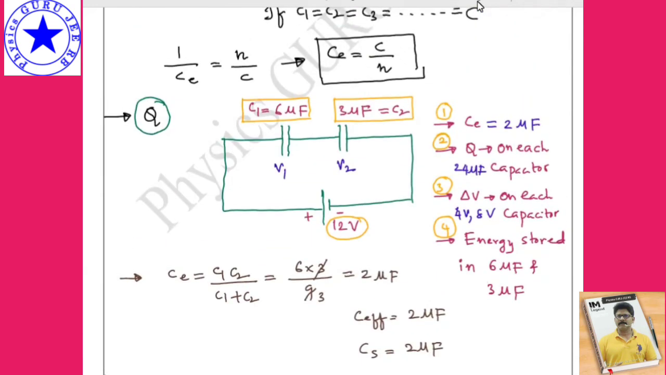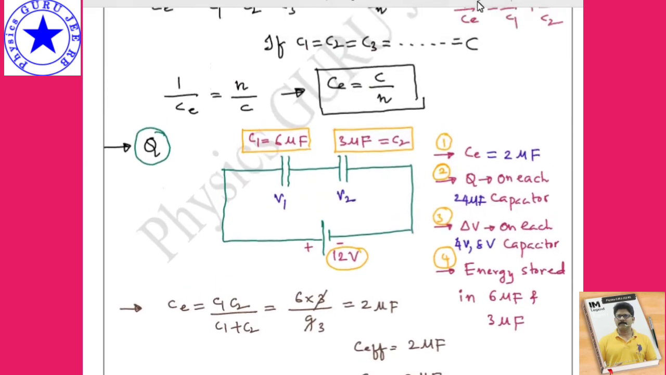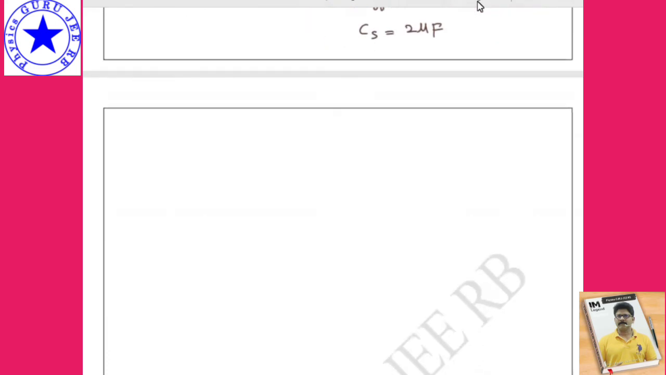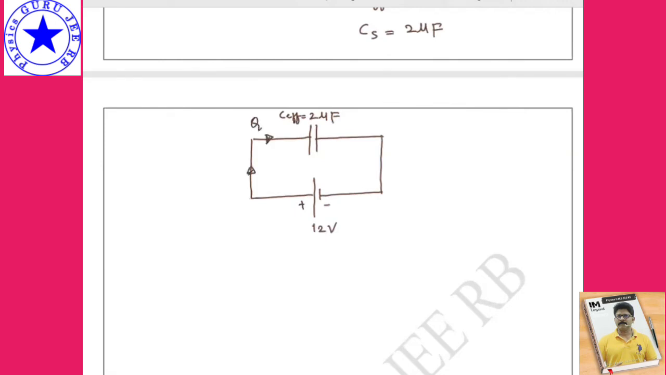Next, what we require is Q on each capacitor. One thing should be very clear: the charge distribution will be the same. So I'll convert this circuit into an equivalent circuit. There's a plus and minus, this is 12 volts. Here it is 2 microfarads, this is the C equivalent, the C effective whatever we got, 2 microfarads. So this will be charge Q. Now simply everything is there. V is there, C is there.